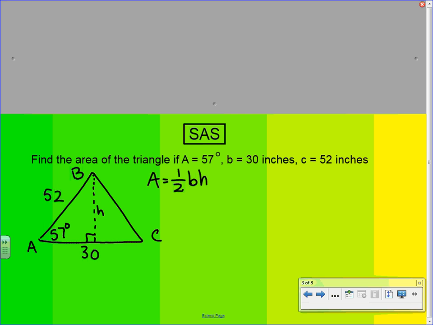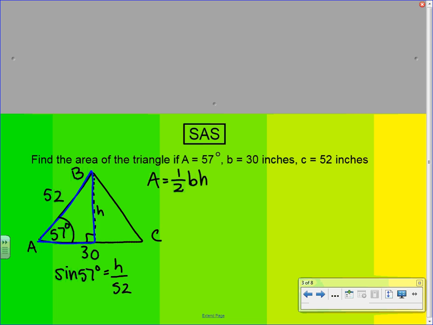Because it's an altitude, it forms a right triangle inside my larger triangle right here. And because it's a right triangle, you could use SOHCAHTOA ratios or you could use law of sines. I'm just going to use the SOHCAHTOA ratios. If 57 degrees is my angle of reference, h is opposite and 52 is the hypotenuse, which means I can use sine. Sine of 57 degrees equals h over 52.